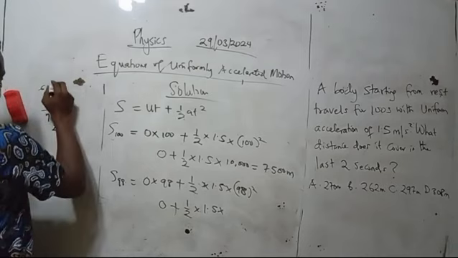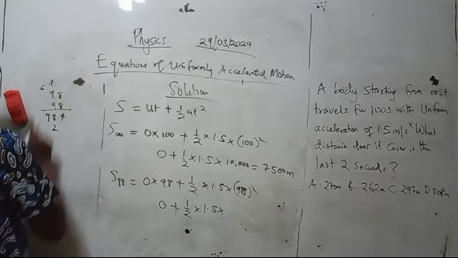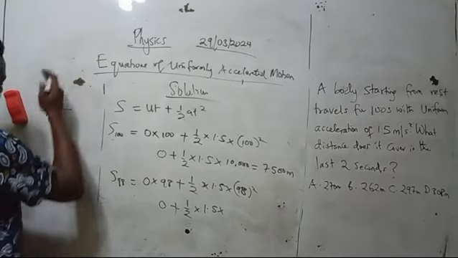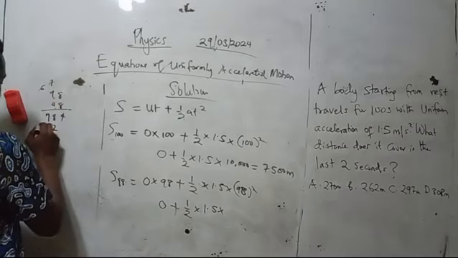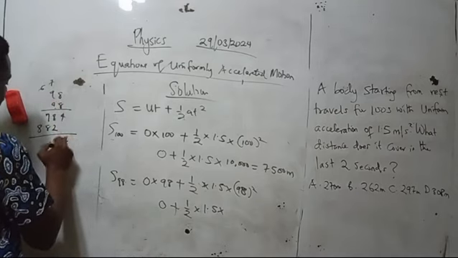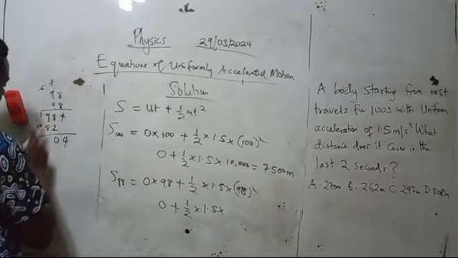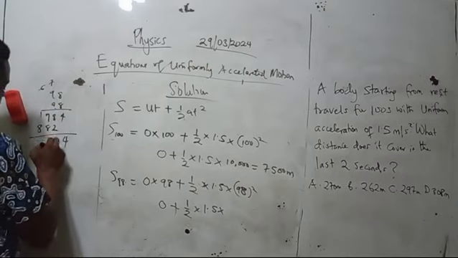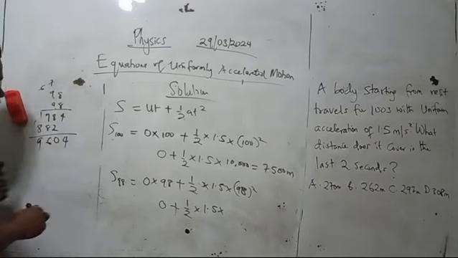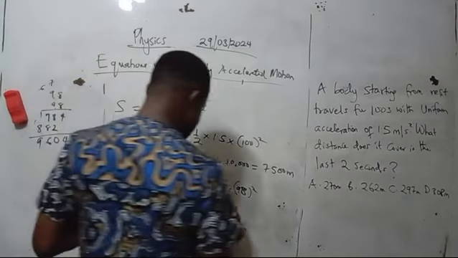9 times 8 is the same 72, so you put 2, 7 here. 9 times 9 is 81, plus 7 is 88. So you have 88, and here is 4, 0, 1. 7 plus 1 is 8, plus 8 is 16, 1. So we have 9,604.